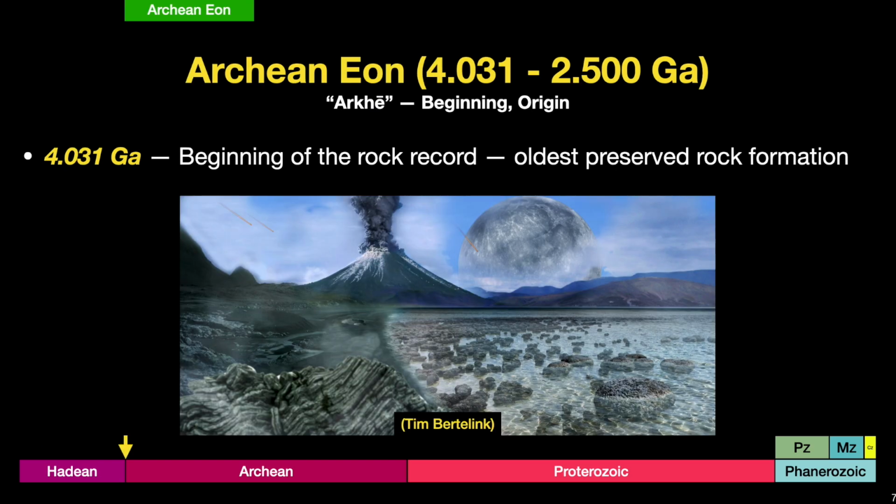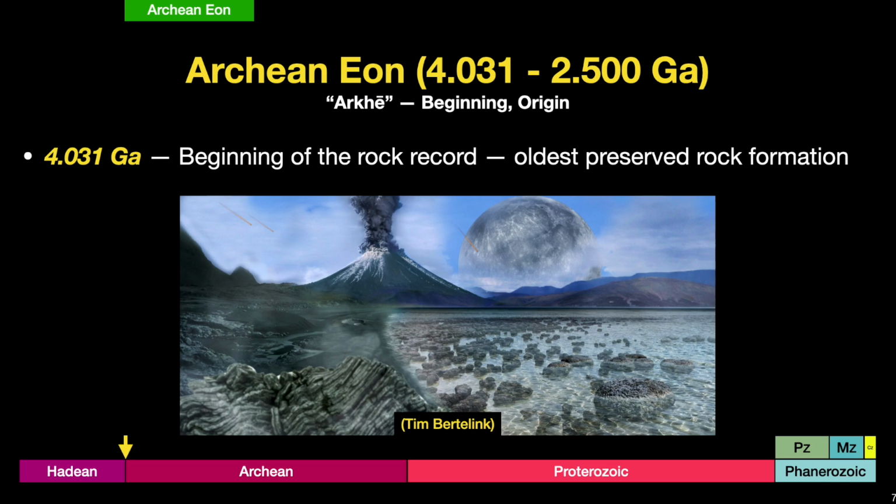The beginning of the rock record begins at 4.03 billion years ago. This is the oldest preserved rock on Earth. And this time frame is known as the Archean Eon. It extends from 4.03 all the way up to 2.5 billion years ago. Arche in Greek means beginning or origin. So this is the origin or the beginning of modern rocky Earth as we know it.